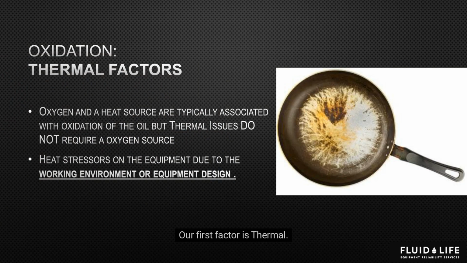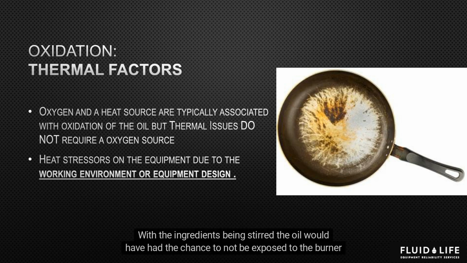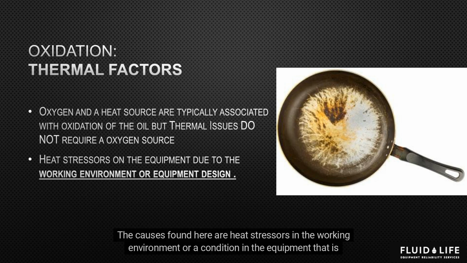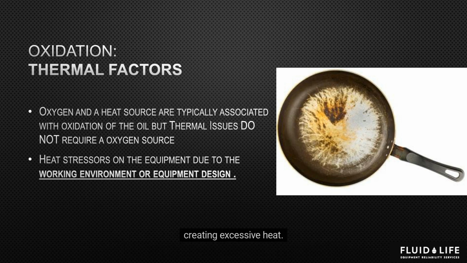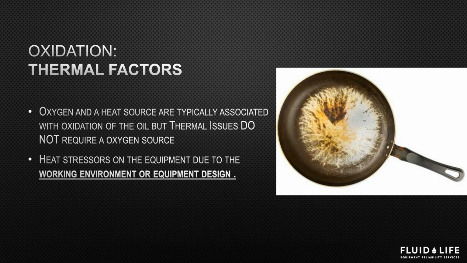Our first factor is thermal. Let's go back to our frying pan analogy. The oil in the pan is an example of being subject to an external high heat for too long. With the ingredients being stirred, the oil would have had the chance to not be exposed to the burner heat for too long. It was being circulated. This would be similar to dead legs in a system. The causes found here are heat stressors in the working environment or a condition in the equipment that is creating excessive heat. Thermal issues do not necessarily require an oxygen source, they simply require a heat source.